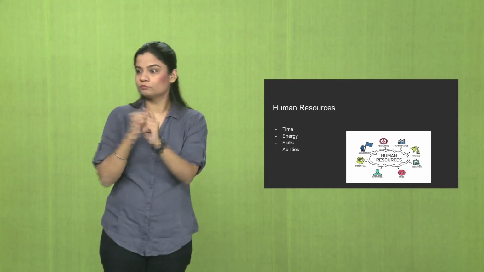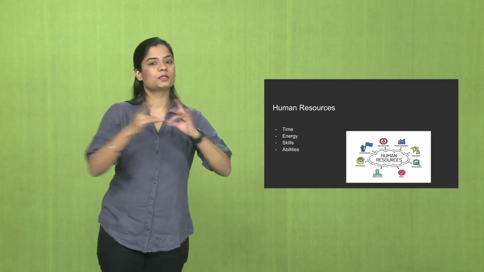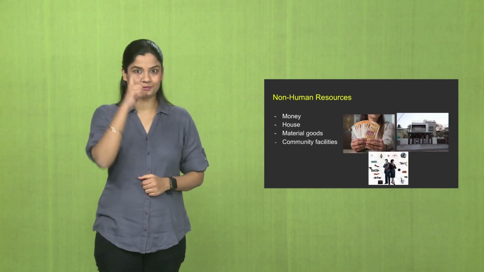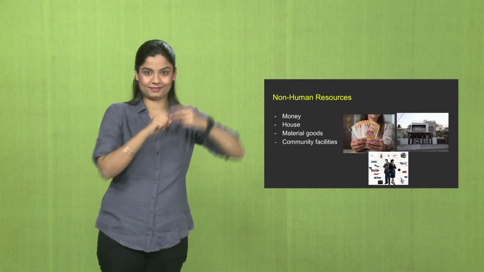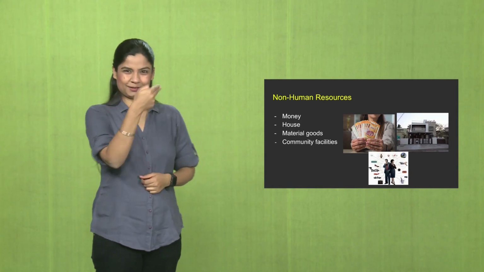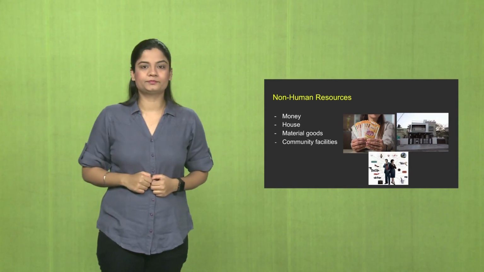And fourth is the abilities that we have to be involved in different tasks. These are all human resources. Remember that. As you can see in the image, the second one is non-human resources, which are not related to humans. As you can see, the following are the examples.